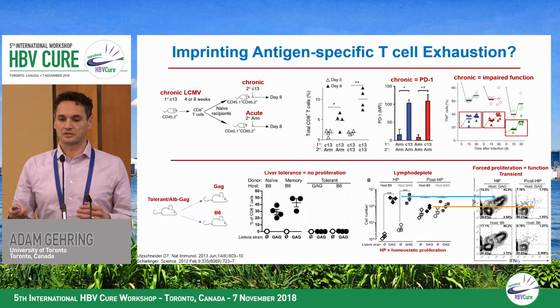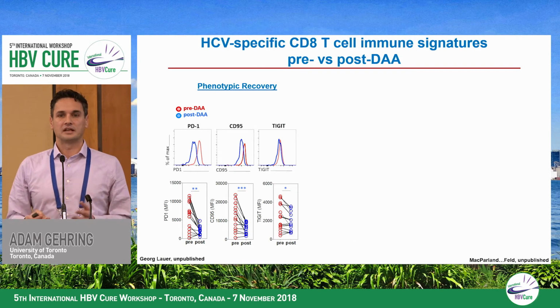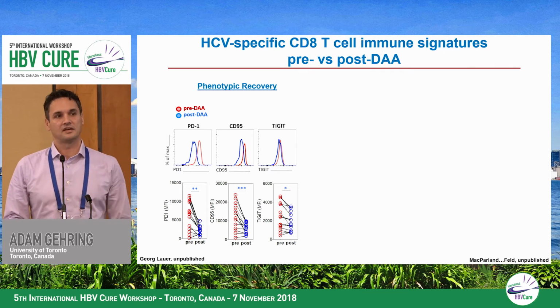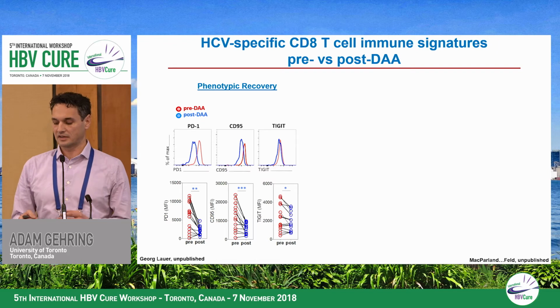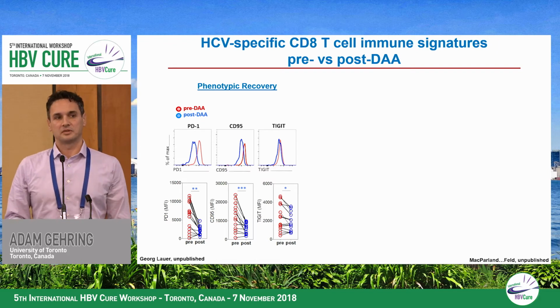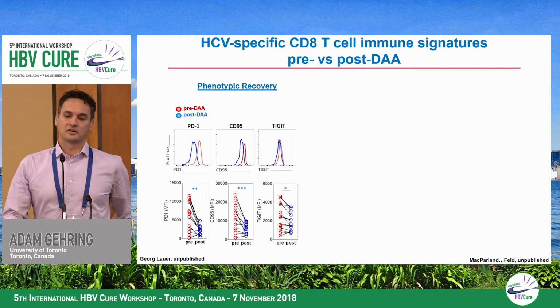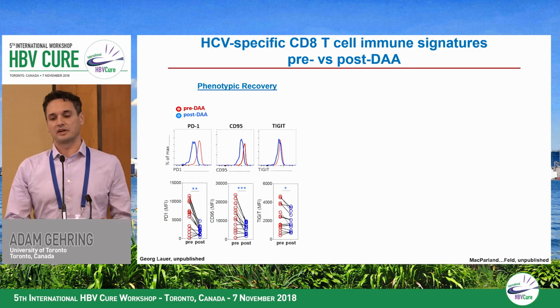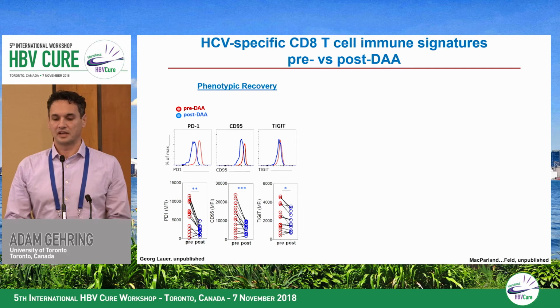So these are, of course, the mouse models. So what do we know from human data? And I would say data coming from hepatitis C patients right now and SVR after DAAs is probably going to provide some of the strongest data. And so this is some phenotypic data that was provided, given to me by Gehring to present. And this is looking at phenotypic recovery after SVR post-DAA treatment.